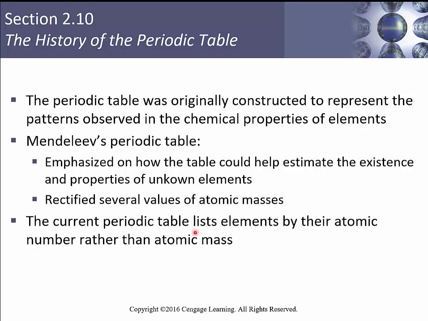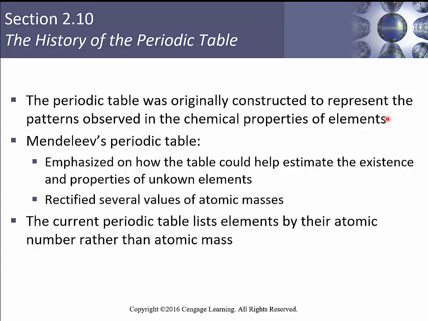Now let's talk about the history of the periodic table. The periodic table was originally constructed to represent the patterns observed in the chemical properties of the elements. This was a very empirical version of the periodic table. It was, let's see what we've got, let's write down some masses, let's write down some properties, let's write down some densities, and see if we can start to make sense of these things.